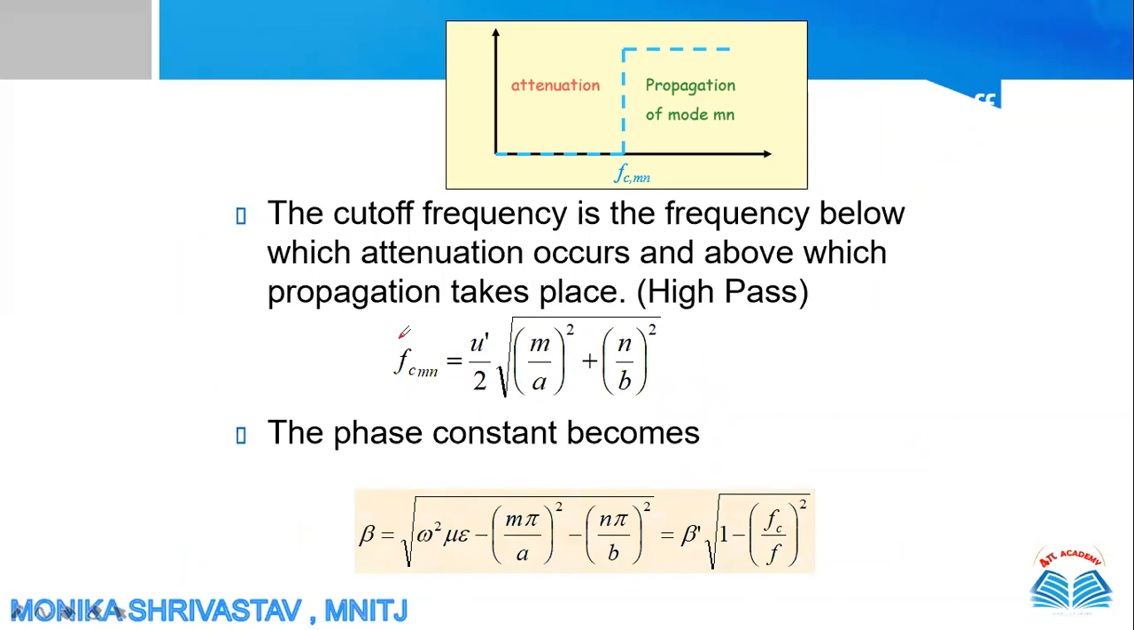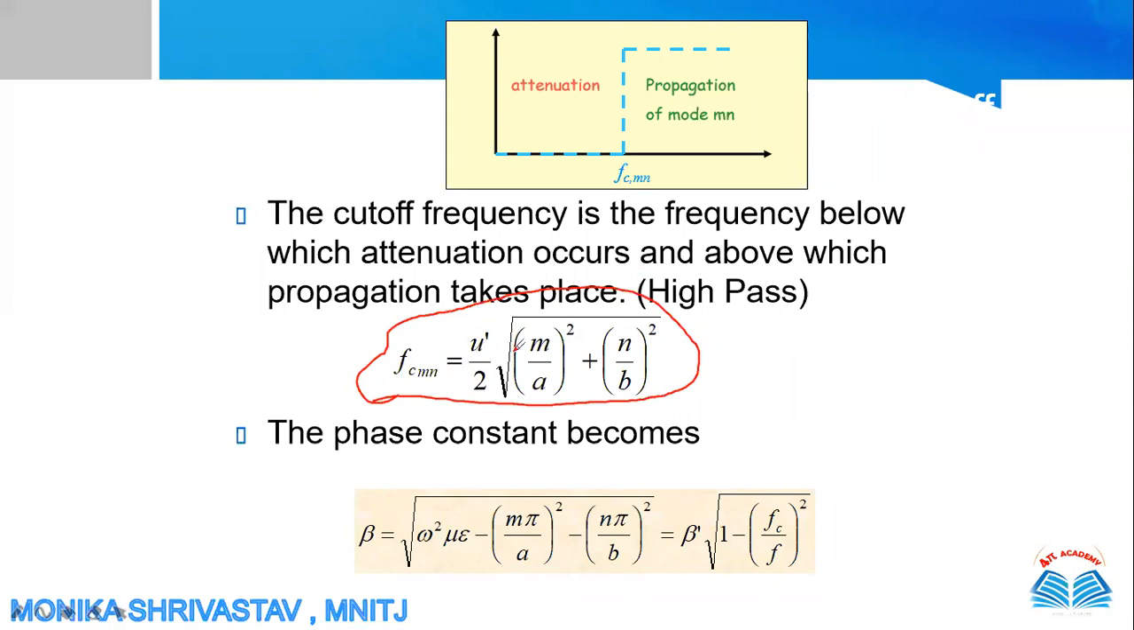Now, what is the cutoff frequency? The cutoff frequency is the frequency below which attenuation occurs and above which propagation takes place. Attenuation is occurring below the cutoff frequency and propagation is occurring above the cutoff frequency. So the term for the cutoff frequency in transverse magnetic mode is this one, u dash by 2 under root (m by a) whole square plus (n by b) whole square.